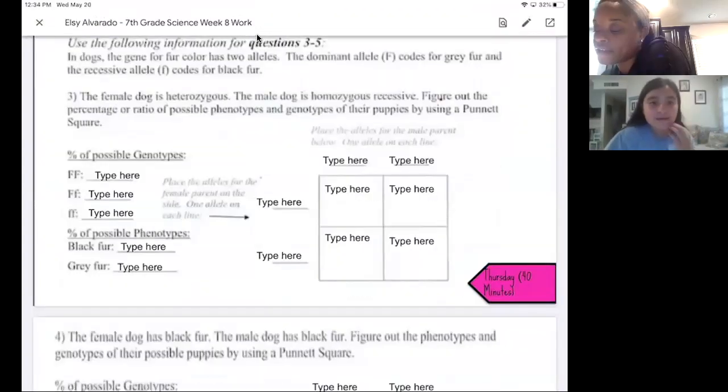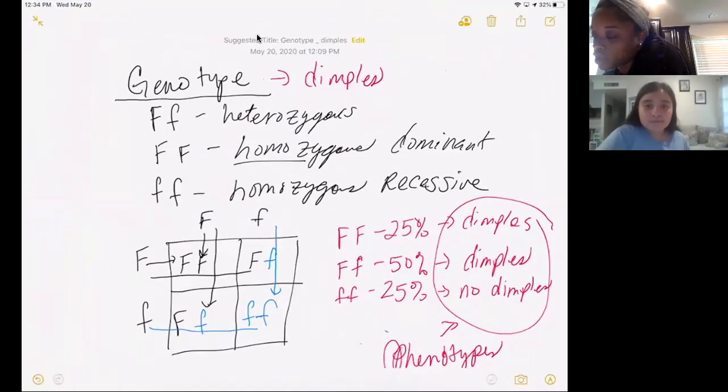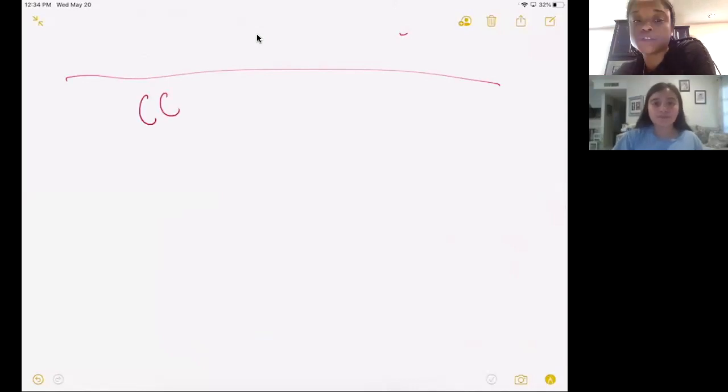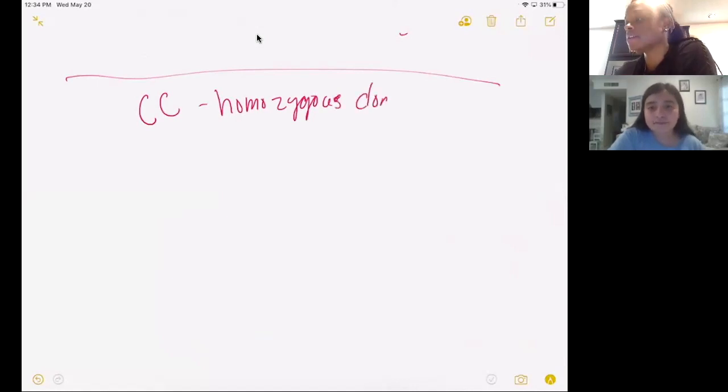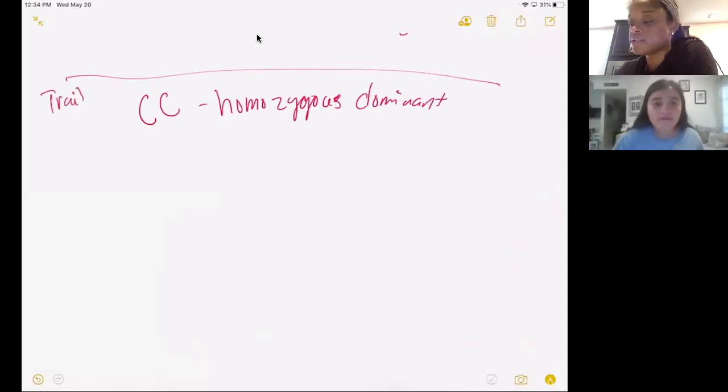I'm going to do how you can set up this one real quick, number 3, and then you let me know if you need anything else, okay? Okay. All right, so let's say that we want to do curly hair, okay? So if you do have curly hair, you'll be capital C, capital Z, which is homozygous dominant. Good, homozygous dominant. And this code, the trait is curly hair.